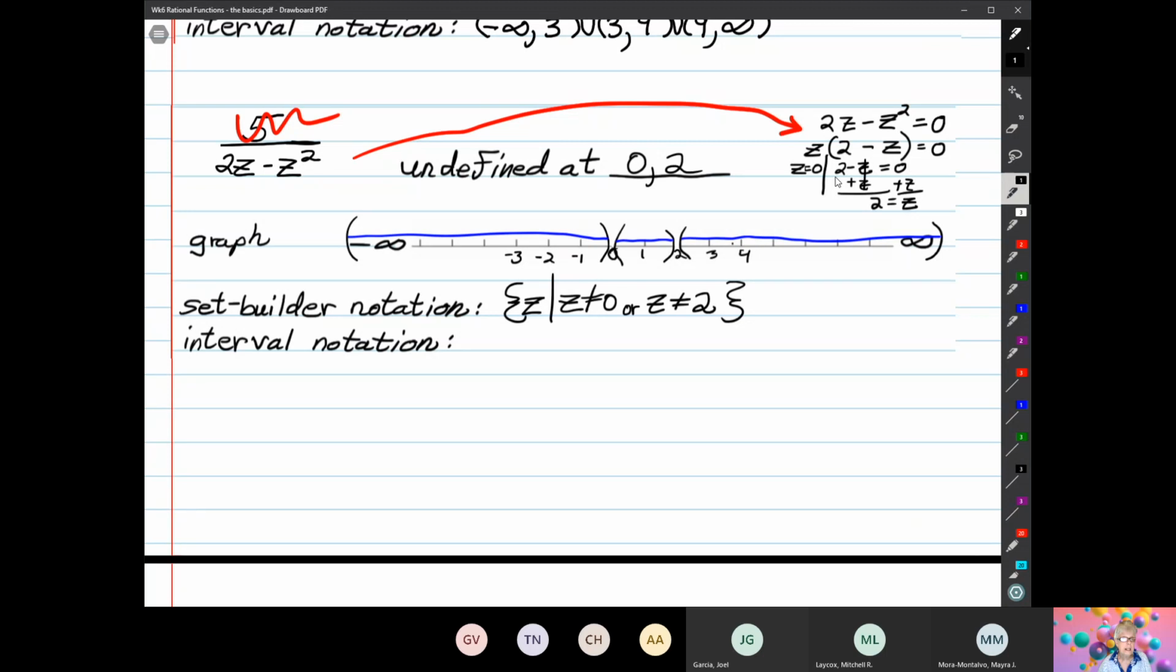Now, or has a different meaning in math than it does in everyday life. In everyday life, or means something like this or this, but not both. In math, or means this or both. So it's a much more broad meaning than in English.